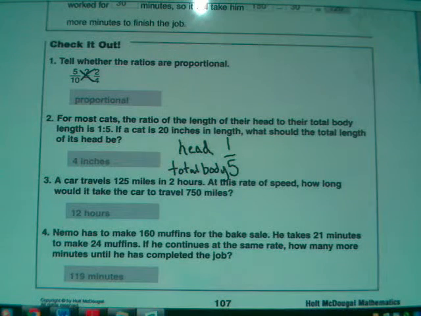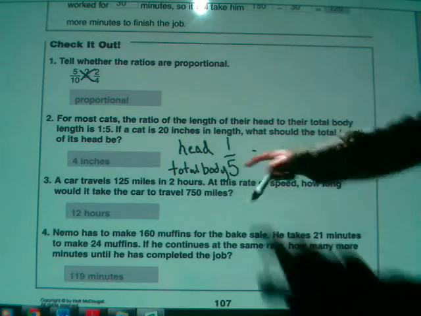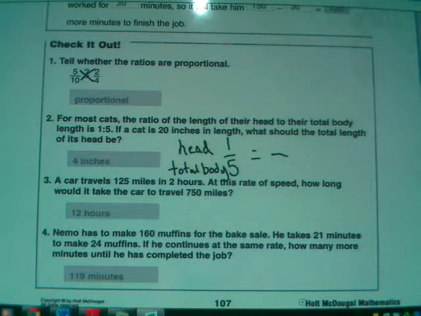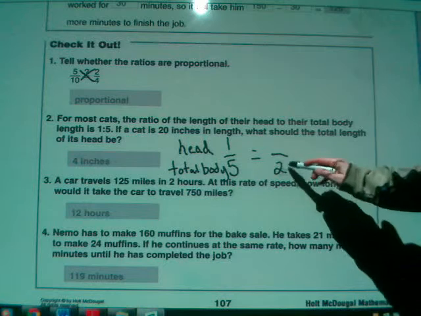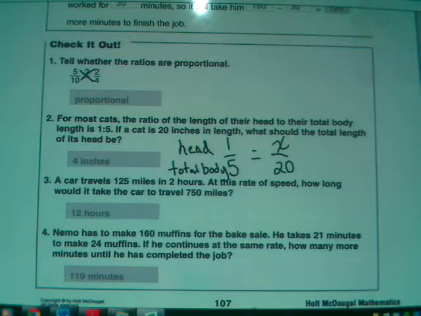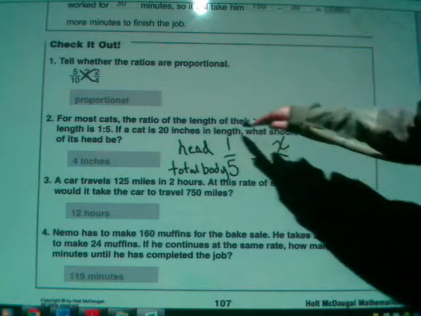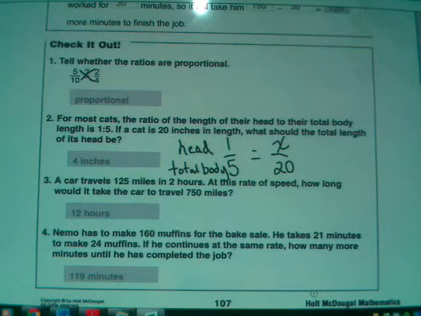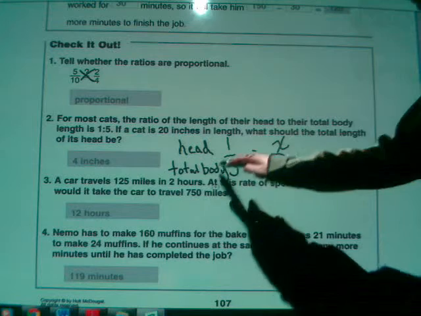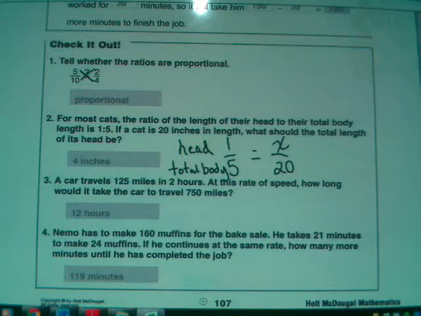All right, the cat is 20 inches in length. What should their total length of the head be? Well, if it's 20 inches in length, that's the total body. So when I go to write another ratio or another fraction, that 20 number is going to go down here. Which means the top is going to be my mystery, and that's where I'm going to write x, my variable. Cross multiply. So on the diagonal here, I've got 1 times 20, which is 20. So the other diagonal has to make 20. So I'm saying 5 times what number is 20? Well, 5 times 4 is 20. So x has to be 4, or 4 inches for the length of the head.